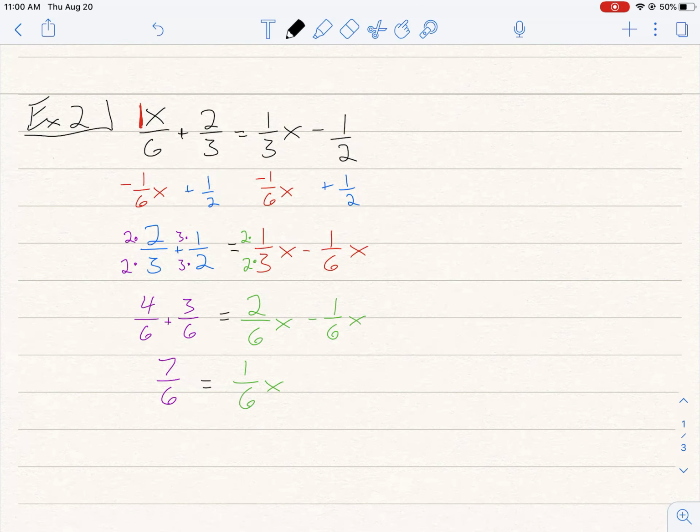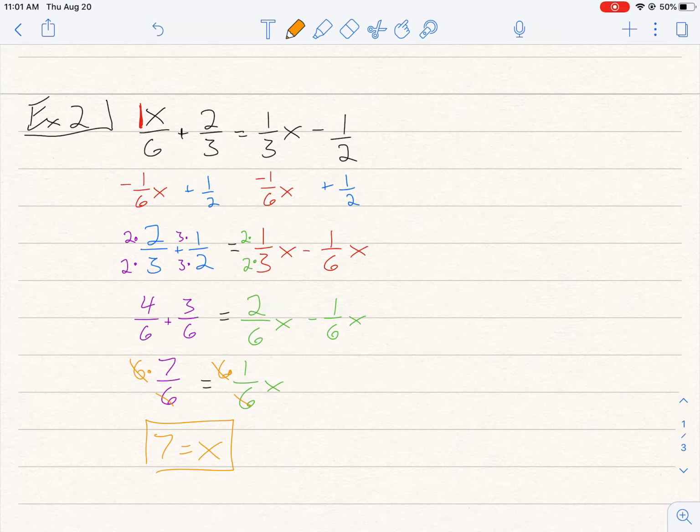Now, you might notice that they have the same denominator, right? So 7/6 is equal to 1/6x, or you can make that 1x/6. What is it going to be? Now, if you can't quite pick up on the pattern, that's totally fine. But if I multiply by 6 to get rid of that fraction here, right, I'm just canceling out the denominator, I get 7 is equal to x. So that's one way to go about doing it.